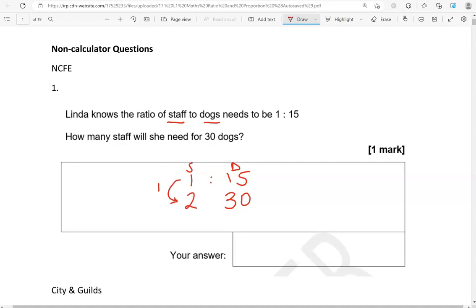So 1 times 2 gives us 2. 15 times 2 gives us 30. So what you do on one side, you need to do on the other side. If you multiply by 3 on one side, you multiply by 3 on the other side as well. So how many staff will she need for 30 dogs? That is 2.